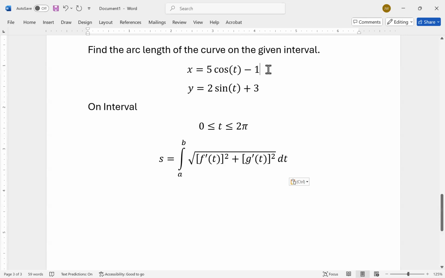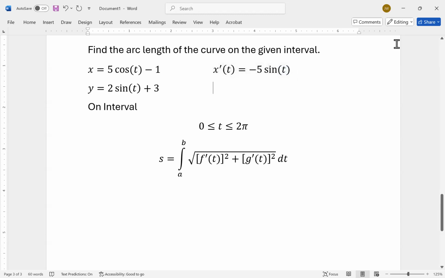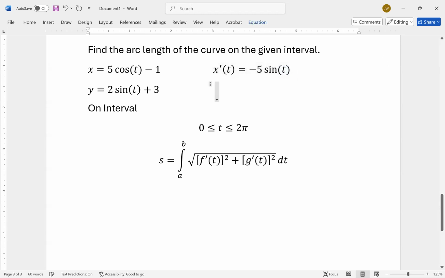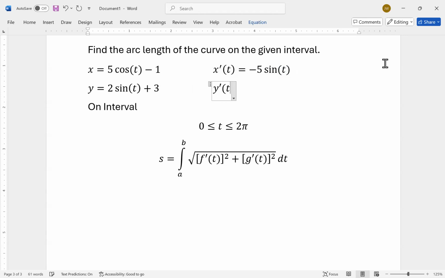In this situation, again, I always take the derivatives. The derivative of x with respect to t is going to be -5 times sine of t. The derivative of y with respect to t becomes 2 times the cosine of t.